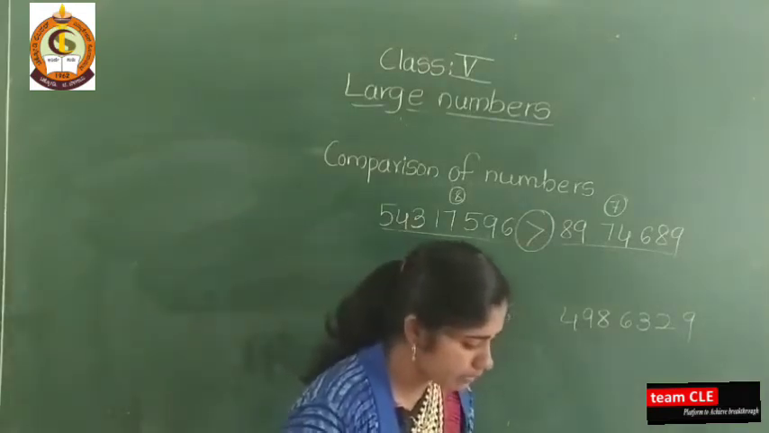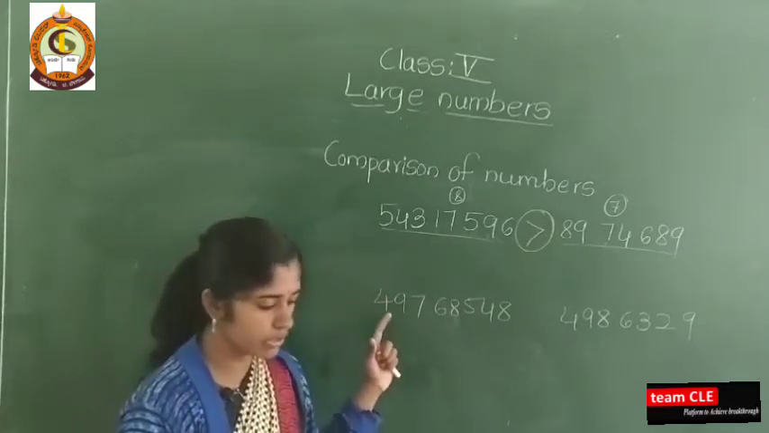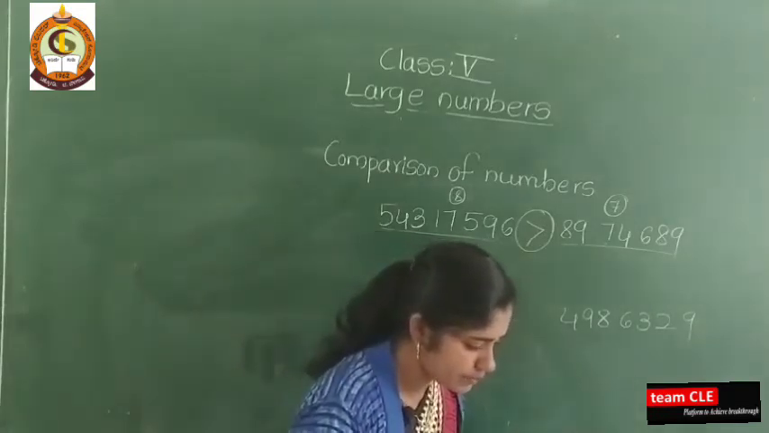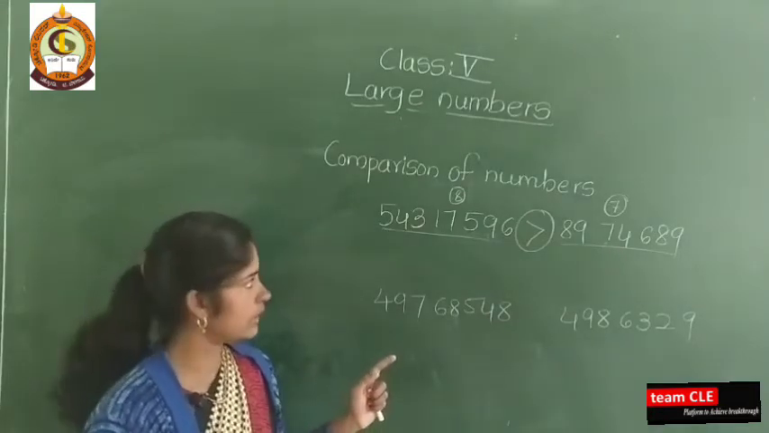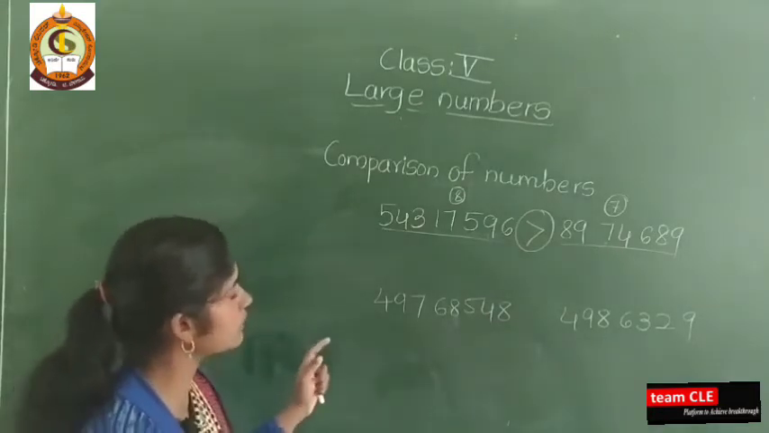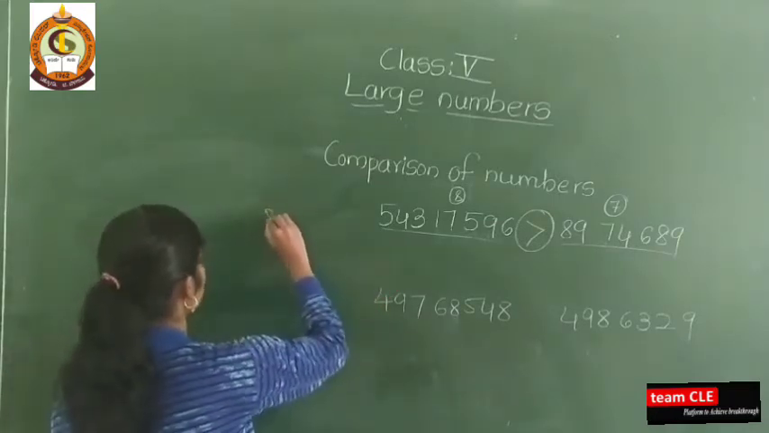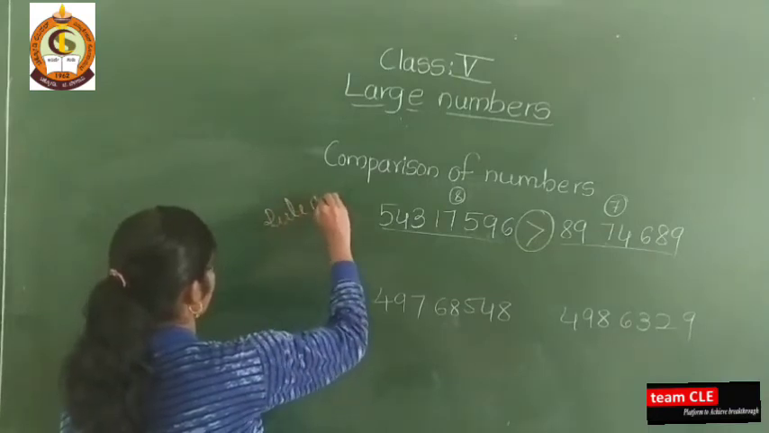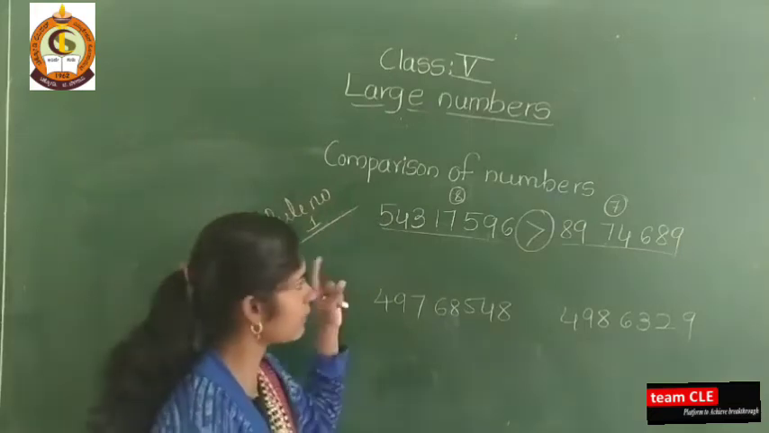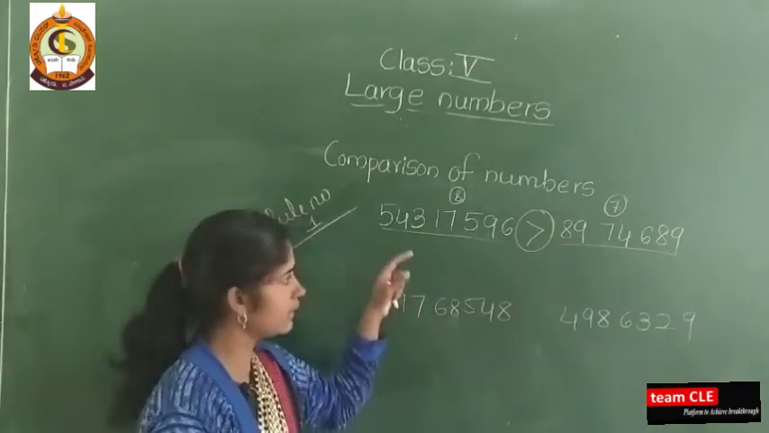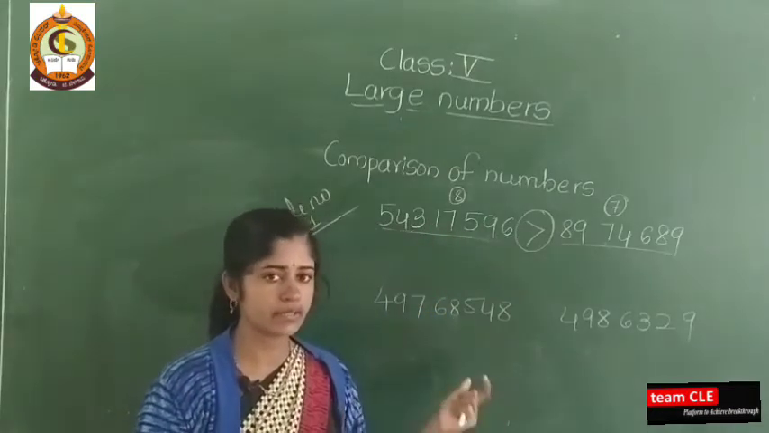When comparing two numbers, first you have to count the number of digits, and see: the number having more digits is the larger. The number having more digits is the greatest number. So this is rule number 1. I hope you understood. First you count the digits. If it has 8 digits and 7 digits, obviously the 8 digit number is the greatest number.